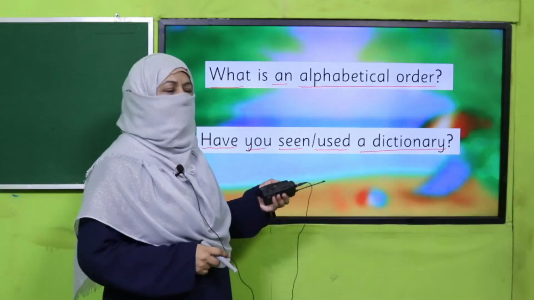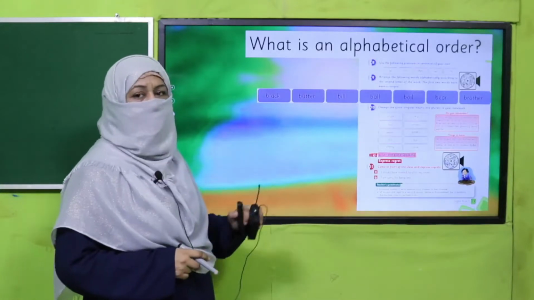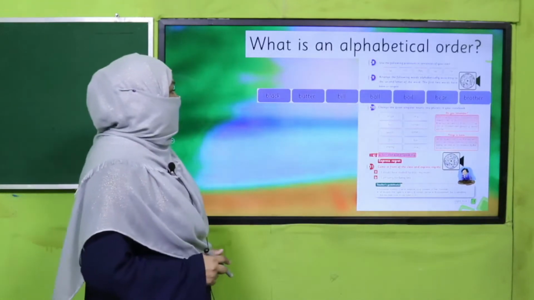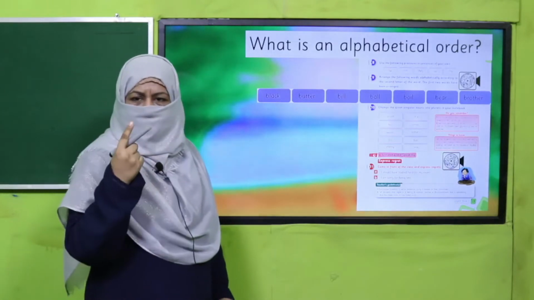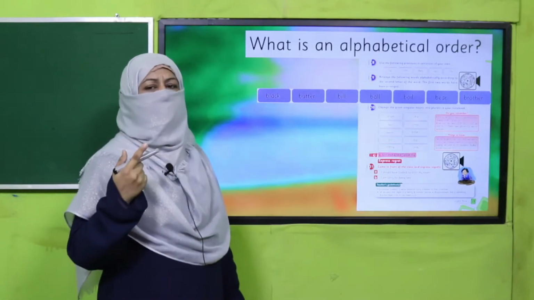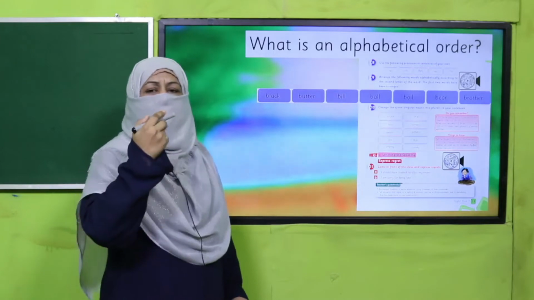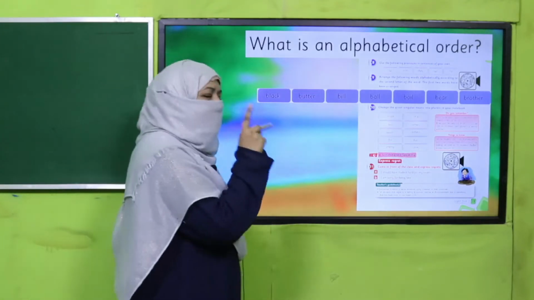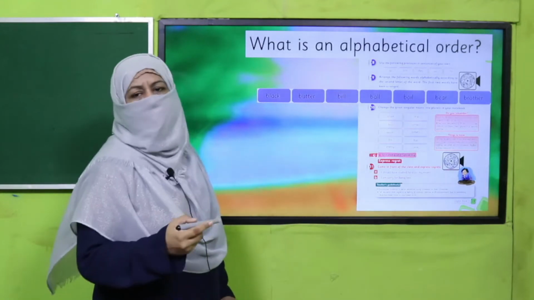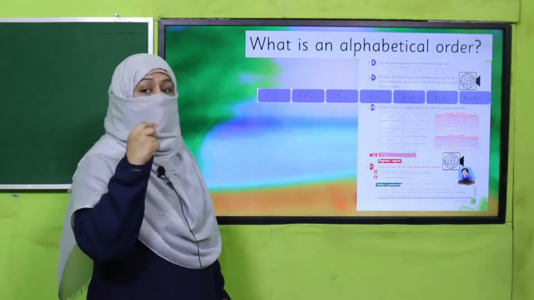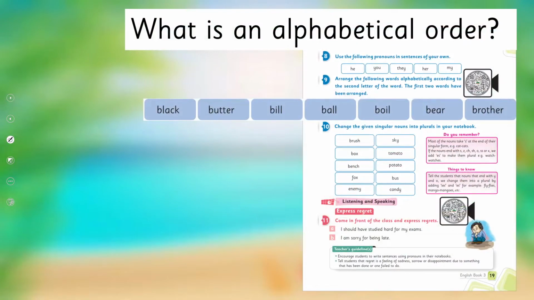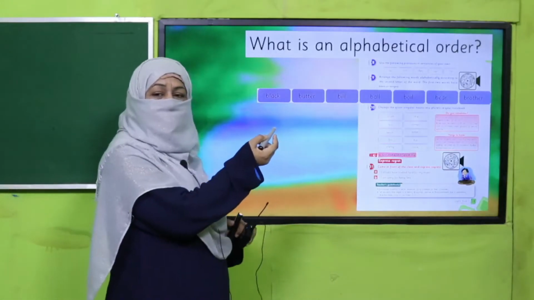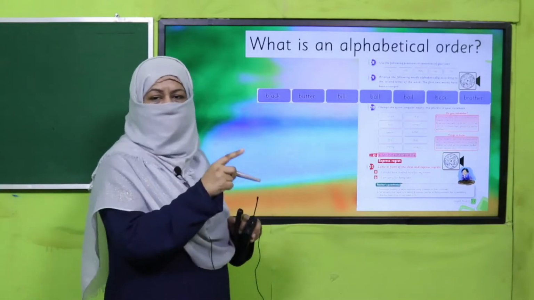Yes, my dear children, I hope you remember alphabetical order as I have told you. We have practiced alphabetical order many times. We arrange the words the way they appear for their first letter, as they appear in the alphabet. But what if the first letter is the same? We apply the same principle on the second letter. That is called second alphabetical order.